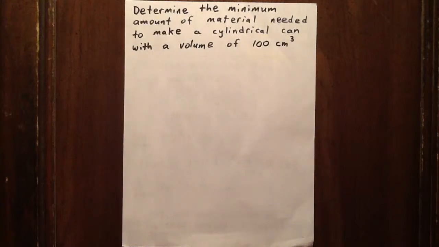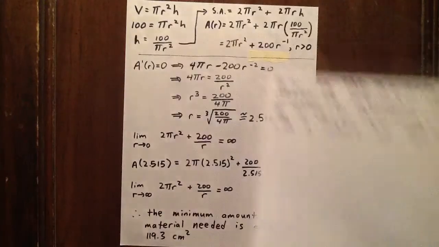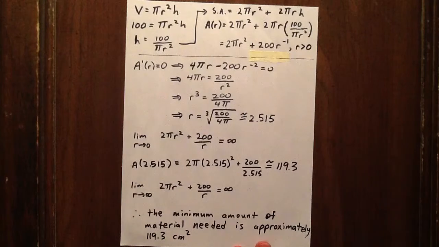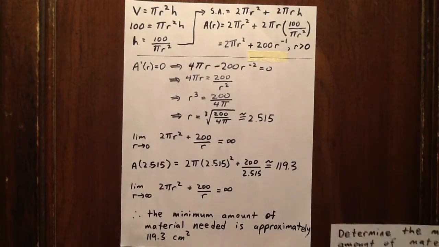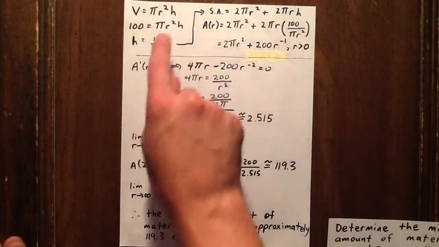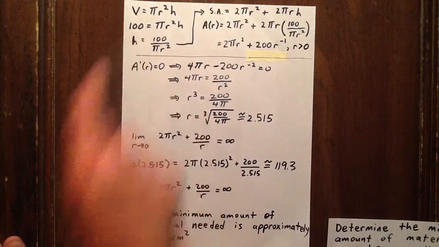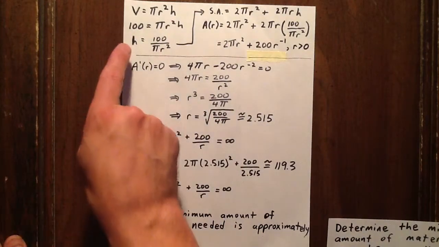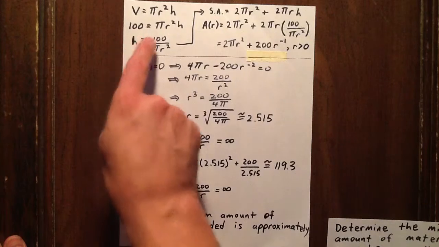In this question, we want to determine the minimum amount of material needed to make a cylindrical can with a given volume. Well, we know that volume is equal to pi r squared h. Since the volume is given to be 100, we can state, rearranging our equation, that h is 100 over pi r squared.